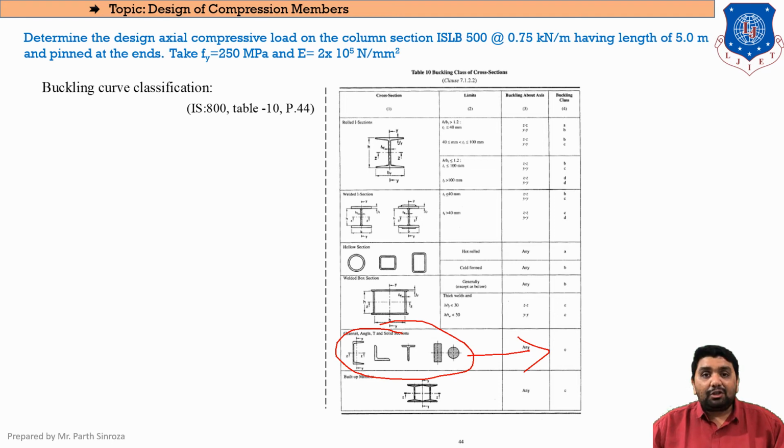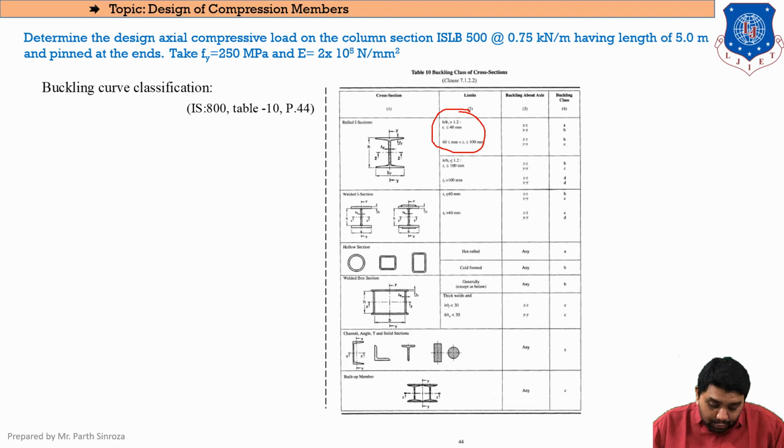As in this sum it is mentioned of I section, the I section can be obtained from this part, that is of rolled I section. But here again our main answer divides into two subtopics. In the first case it is mentioned the ratio of H upon BF is greater than 1.2. That means if the ratio H upon BF comes out to be greater than 1.2, then you will be using this case. And if the ratio of H upon BF comes out to be less than 1.2, then we'll be using this case.